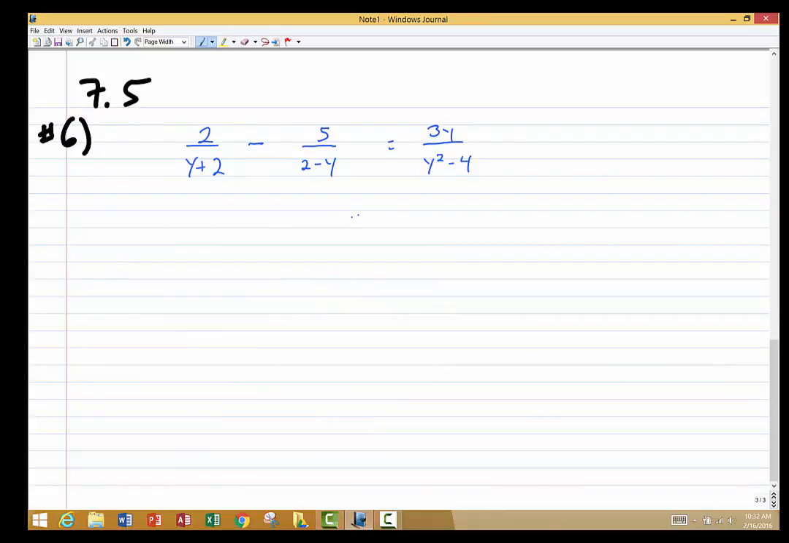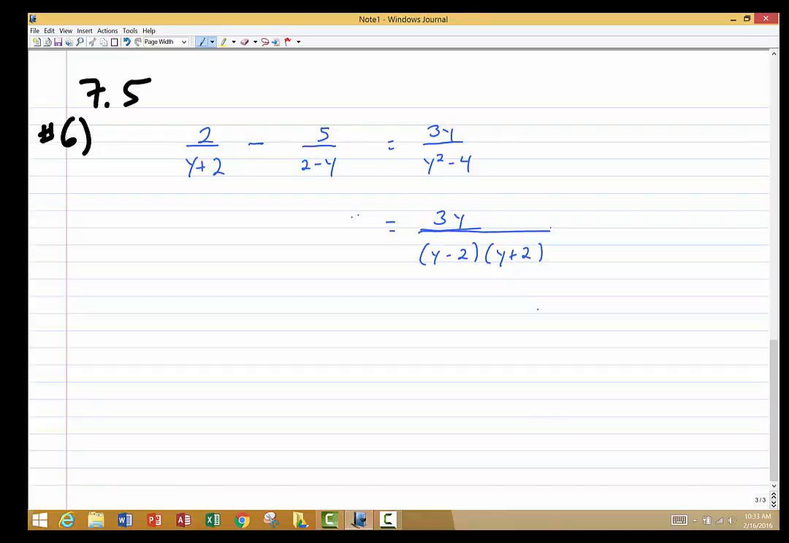Alright, for this one, 7.5, number 6, we have 2 over y plus 2 minus 5 over 2 minus y equals 3y over y squared minus 4. Let's first go ahead and factor before we try to find the lowest common denominator. Let's first factor out what we can. So I got 3y. I'm going to factor the bottom expression. It comes out to being y minus 2 and y plus 2.